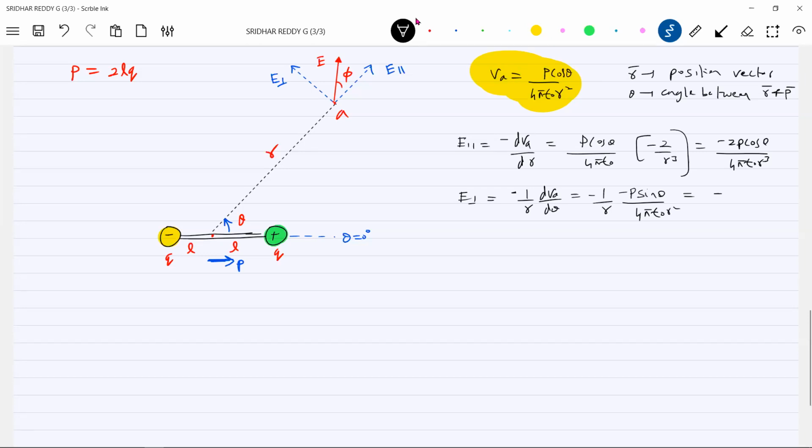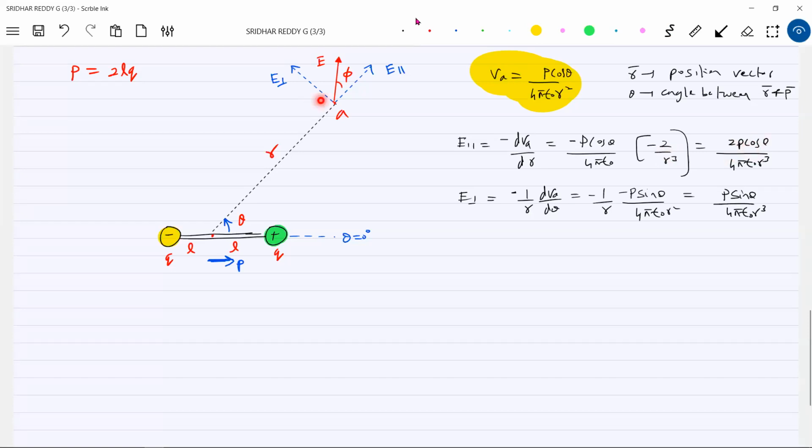Okay, this will be positive. Some signs you take care of. So this will become P sin theta. Try to see this. We know the potential at point A. Then to get the component of field along the position vector, I'll differentiate with respect to r. Fine. So after derivation, we will end up with this one.